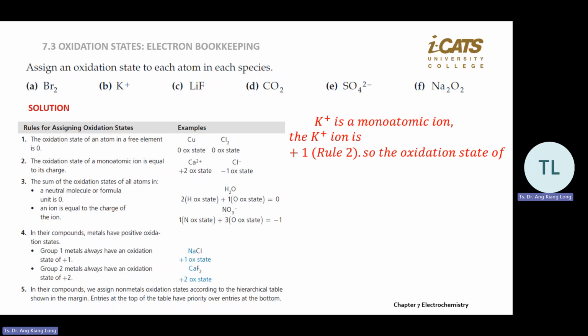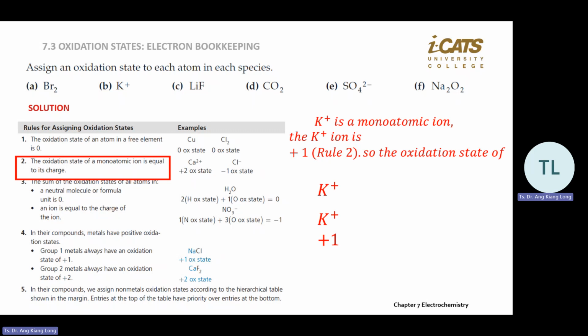So how many charges does K plus have? 1. 1 positive. If you see 2 positive, it means 2. If you see 3 positive, it means 3. Okay? You follow rule number 2. How do you write the oxidation state? This one you need to write in your answer when it comes to the test.